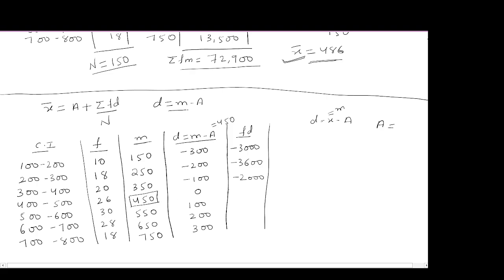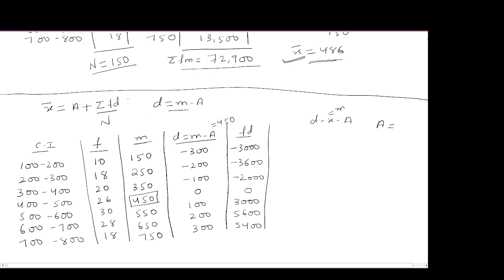26 into 0 is 0. 30 into 100 is 3000. 28 into 200 is 5600. 18 into 300 is 5400. So these are the FD values. Multiply each value of frequency with the d values.